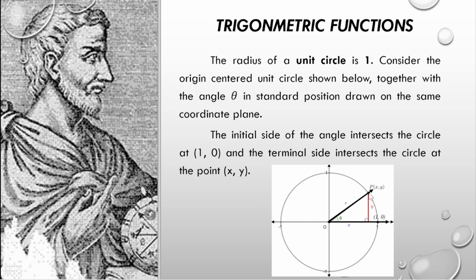We are going to draw a vertical line from the point where the terminal side and the unit circle intersect, going to the x-axis, to create a right triangle. These two sides are the legs of the triangle, labeled as x and y, and the radius becomes the hypotenuse of the right triangle.